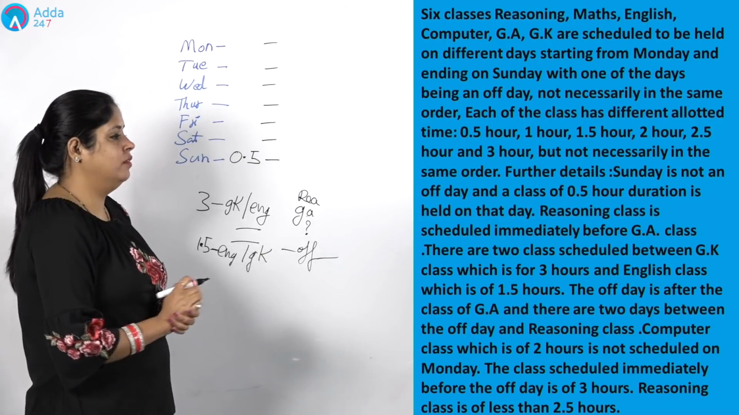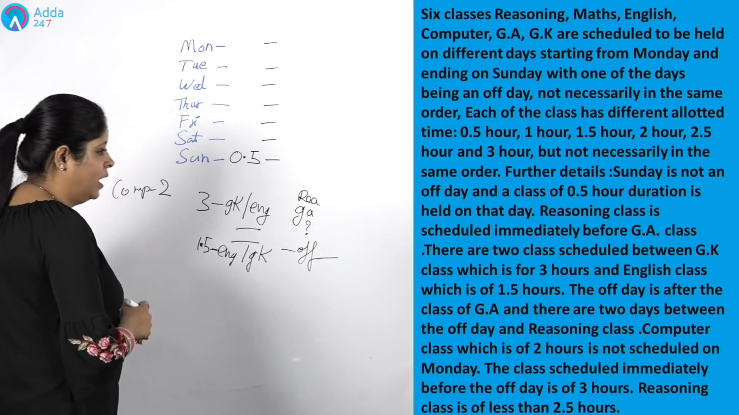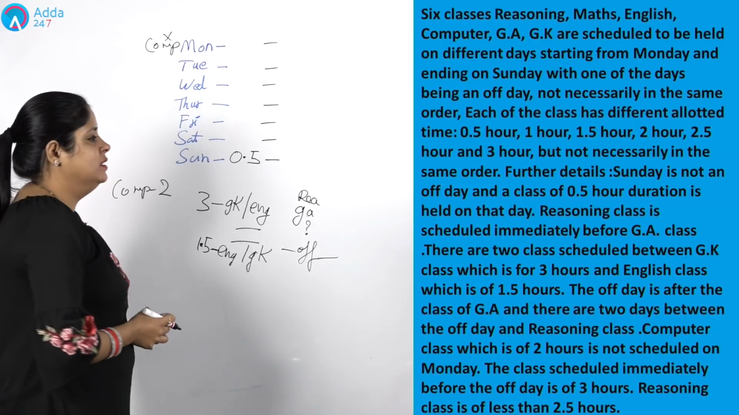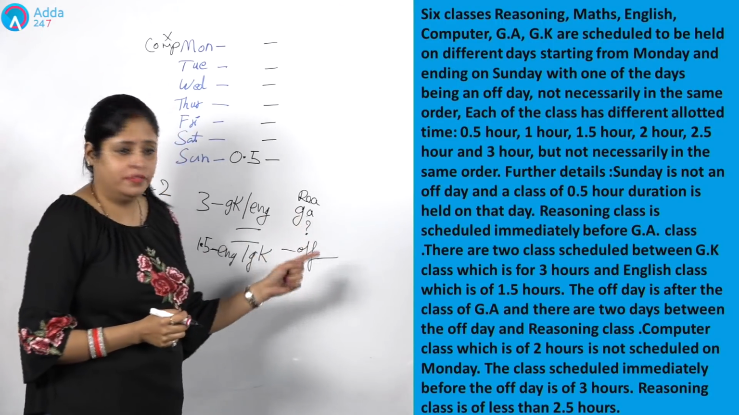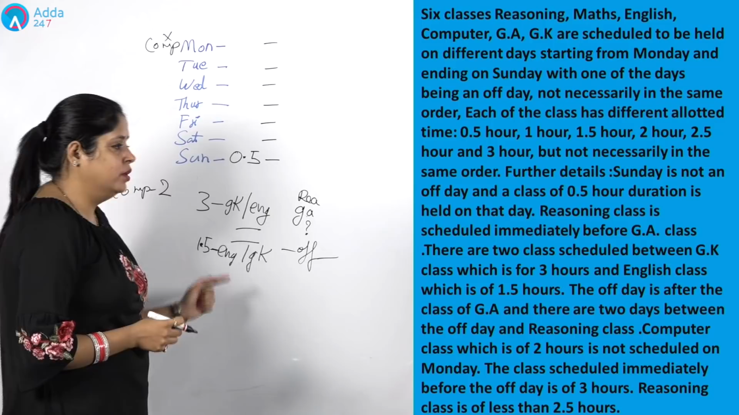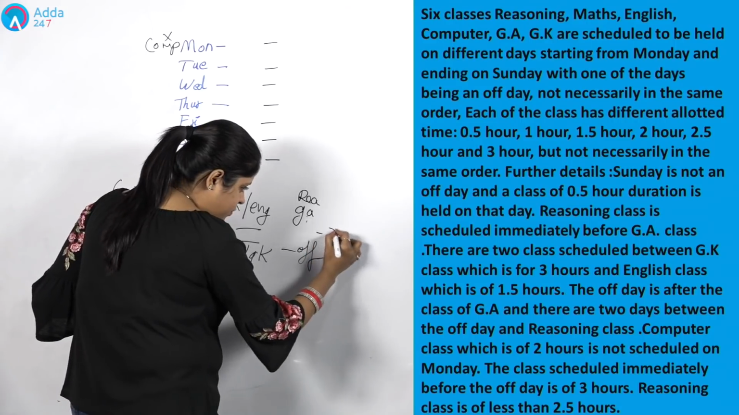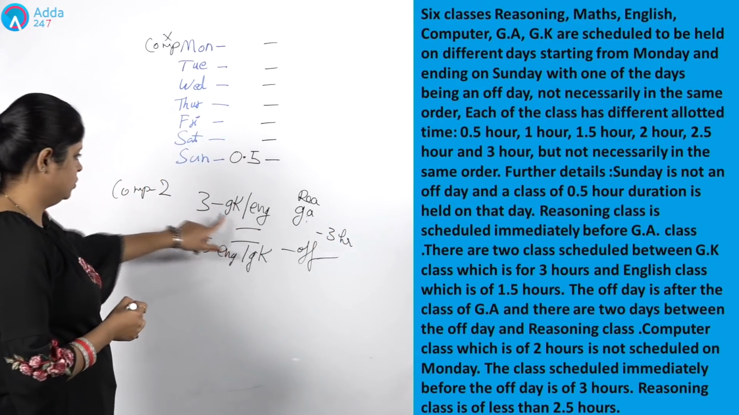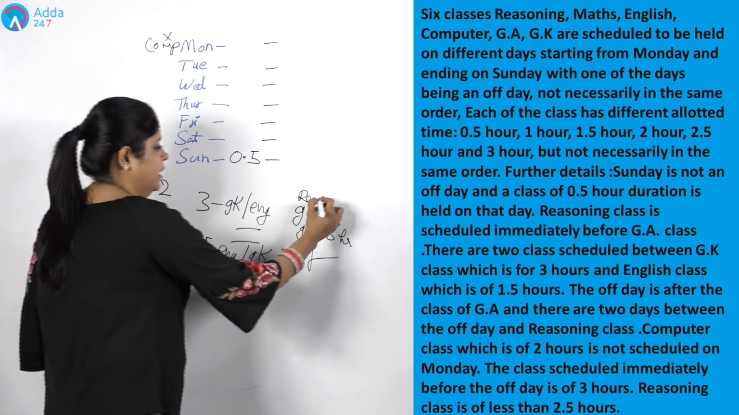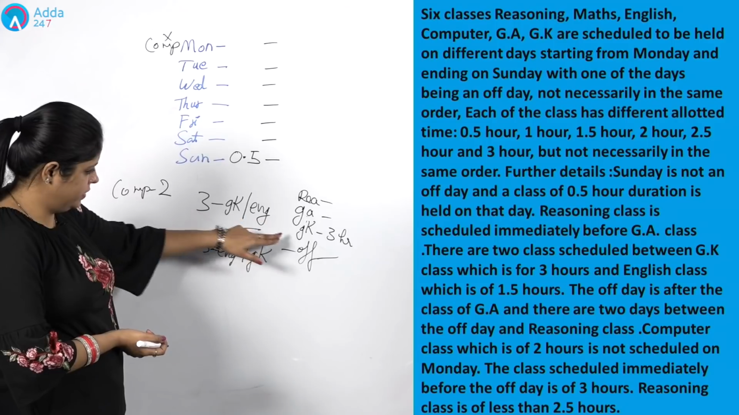Computer class, which is of 2 hours. Okay, I have to write it down in the form of a symbolic instruction. The computer class of 2 hours is not scheduled on Monday. Okay, on Monday we can't consider the computer class. The class scheduled immediately before the off day: now they are talking about the question mark which we placed earlier. Let's consider that. The class scheduled immediately before the off day is of 3 hours, and the class which is of 3 hours is the GK class. So we are getting some sort of a structure: reasoning, GA, GK, then off day.